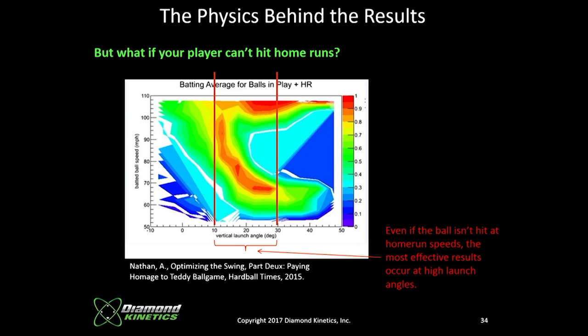So it tells us that regardless of the player, the objective should be to put the ball in the air in these angles. All right, so we've looked at the outcome. HitTrax enables us to see what happens to the ball after it leaves the bat. The player doesn't actually have any control over that, right? The player has control over what happens before contact. So SwingTracker gives us insight into that.